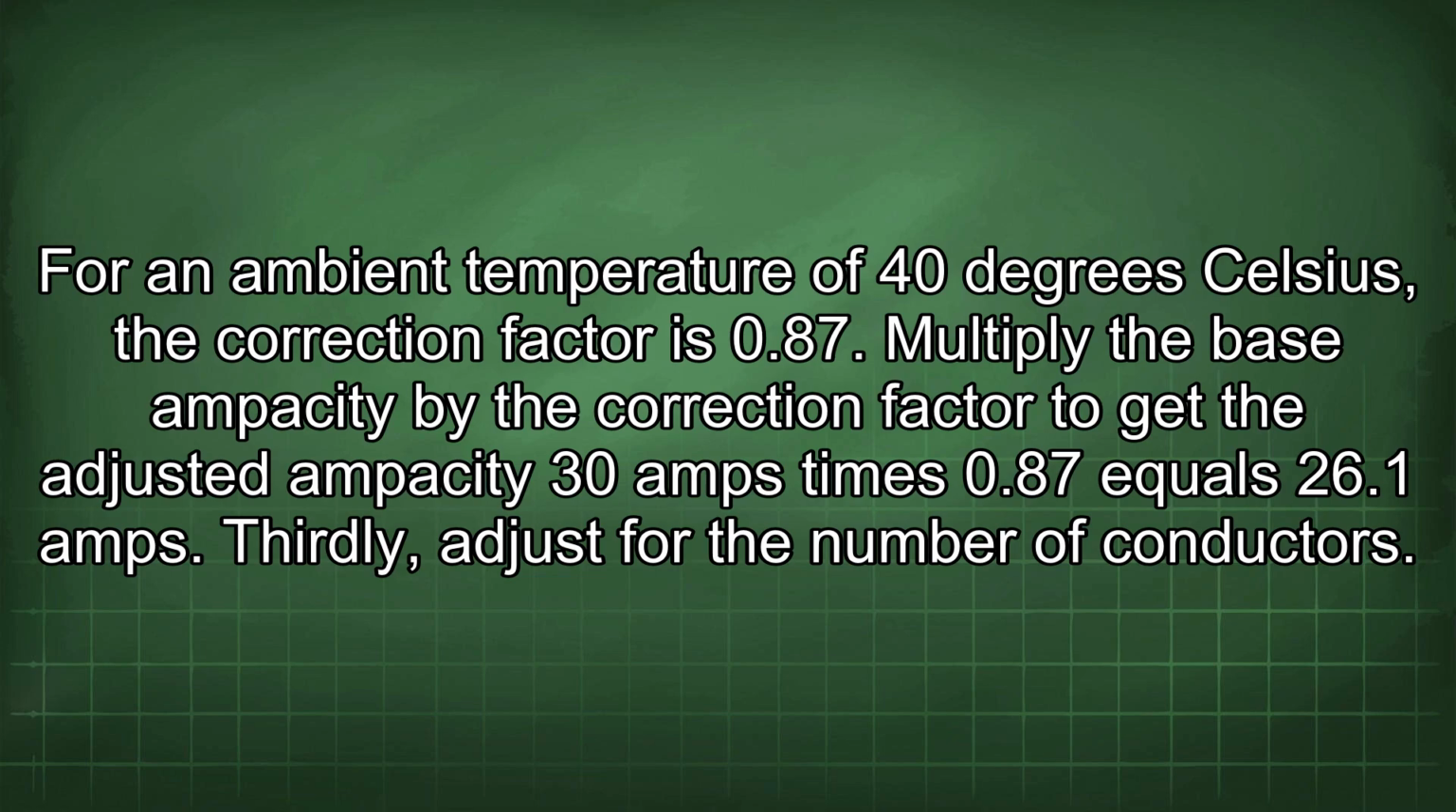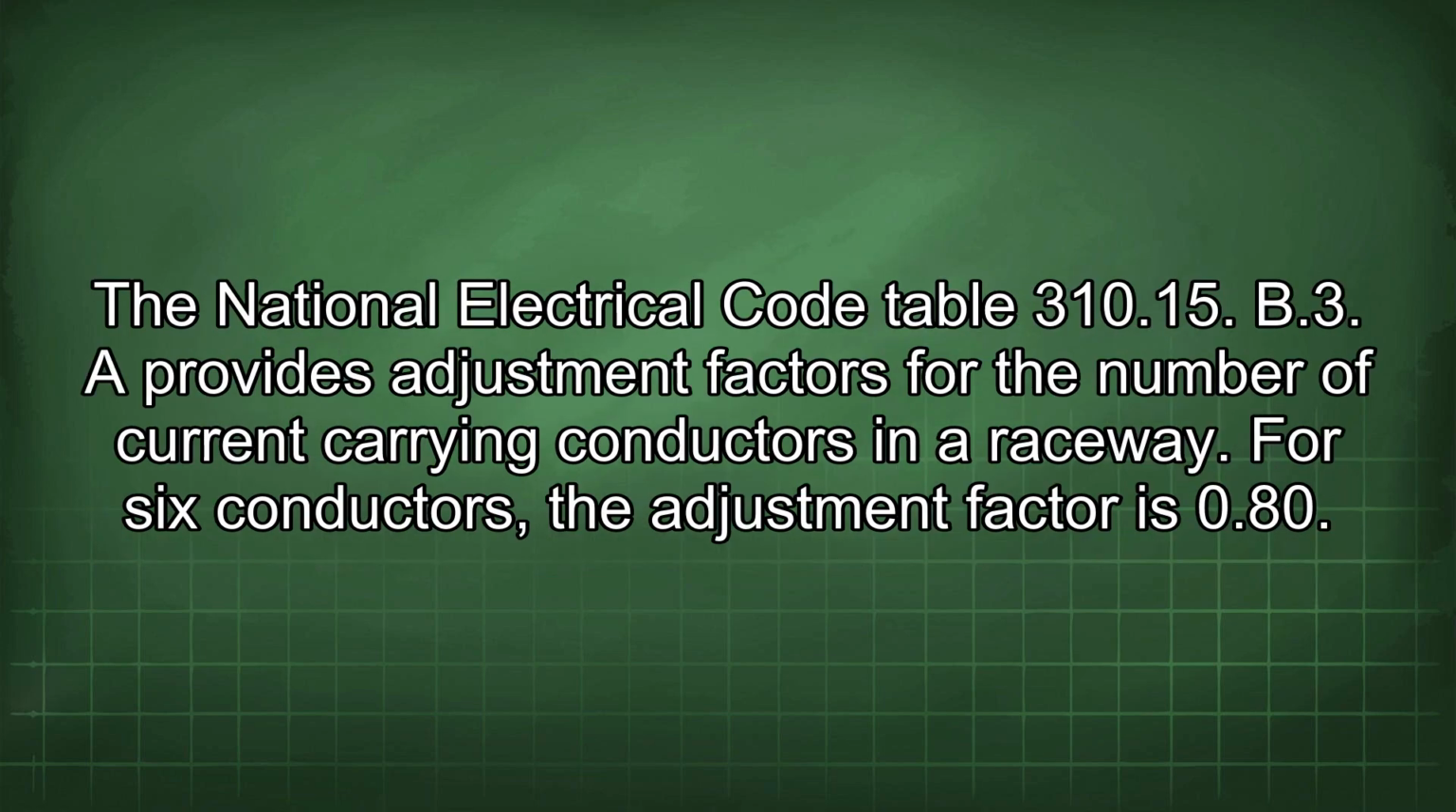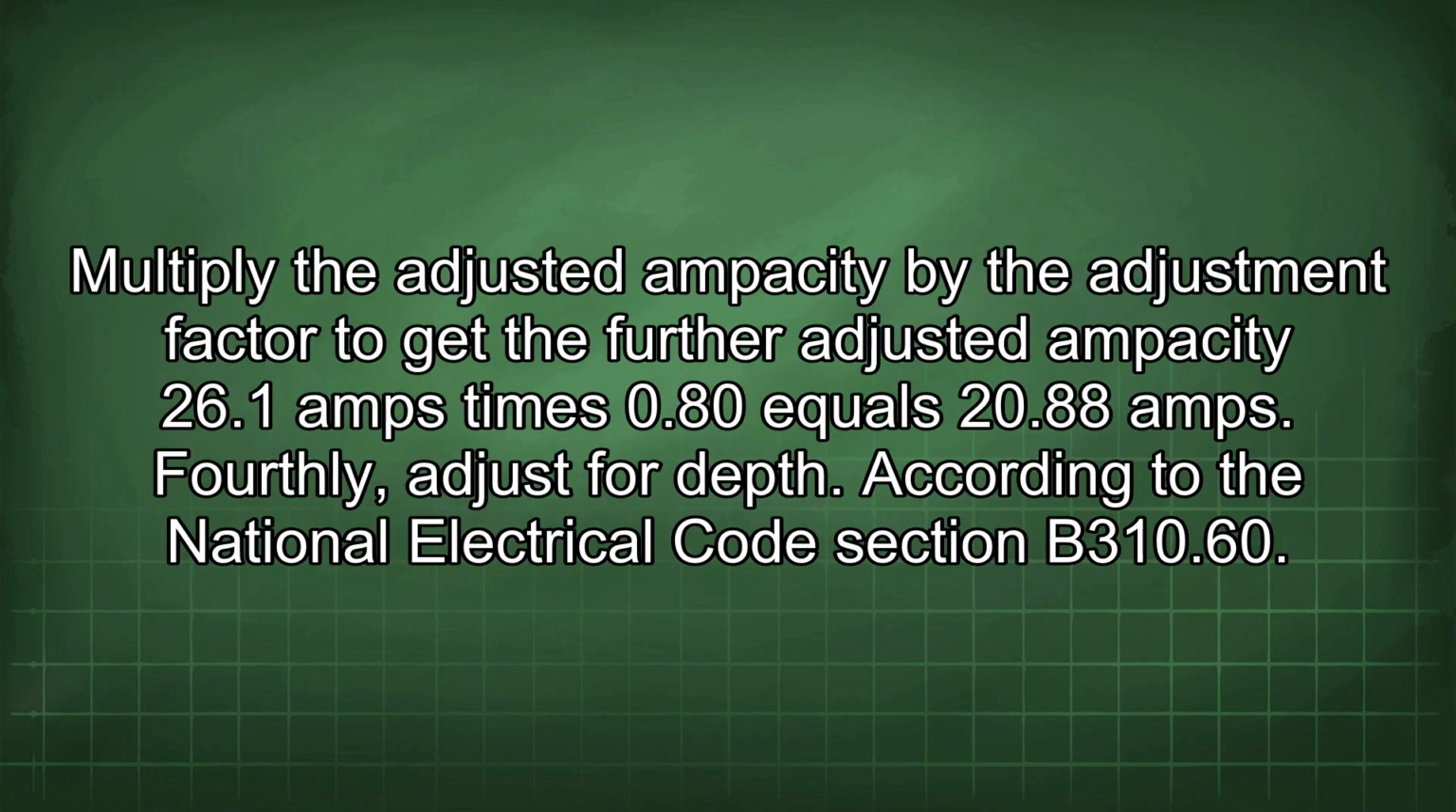Thirdly, adjust for the number of conductors. The National Electrical Code Table 310.15.B.3 provides adjustment factors for the number of current-carrying conductors in a raceway. For 6 conductors, the adjustment factor is 0.80. Multiply the adjusted ampacity by the adjustment factor to get the further adjusted ampacity. 26.1 amps times 0.80 equals 20.88 amps.